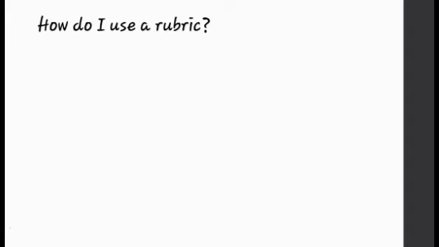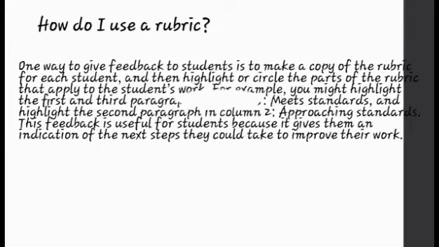How do I use a rubric? One way to give feedback to students is to make a copy of the rubric for each student, and then highlight or circle the parts of the rubric that apply to the student's work. For example, you might highlight the first and third paragraph of column 3, meets standards, and highlight the second paragraph in column 2, approaching standard. This feedback is useful for students because it gives them an indication of the next steps they could take to improve their work.